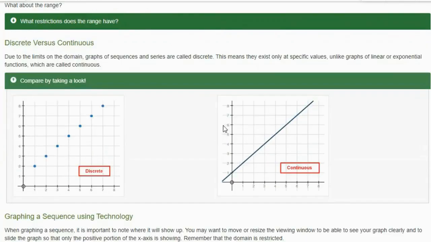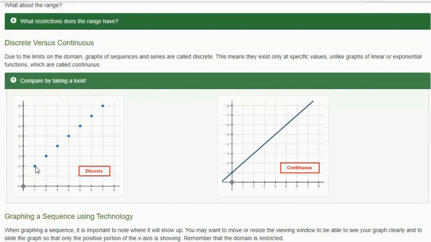So if we take a look, this is a discrete graph on the left, and on the right is a continuous one. The one on the right includes every single number on that line, which includes all the decimals and the fractions, and it goes negative and everything.